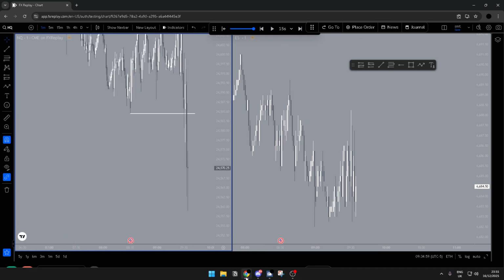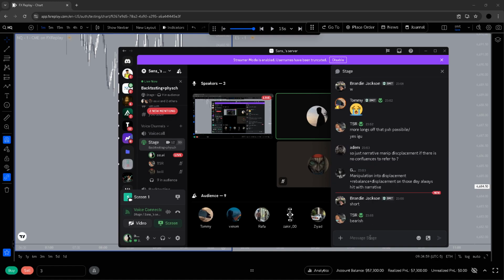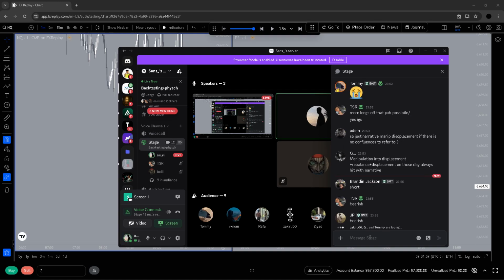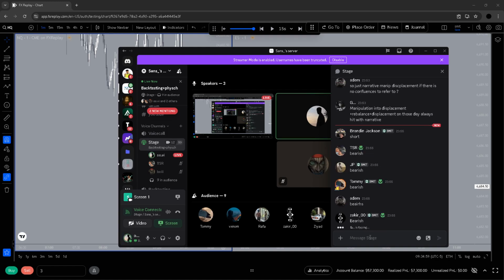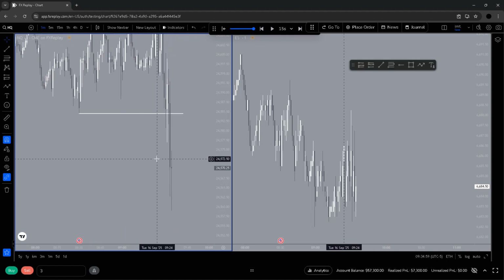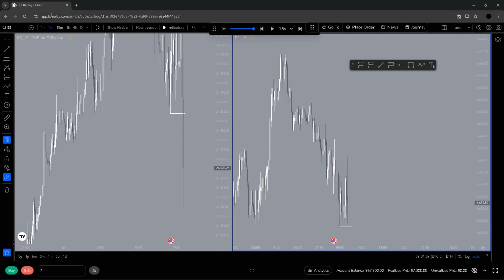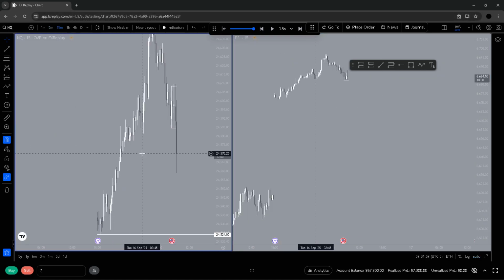So what is my narrative, guys? This is a question for all of you. Bearish, short, bearish, bearish. Yep, correct. So what I'm looking for is a bearish continuation. One concern that I have is a bullish SMT right here. I don't think that'll hold, but it's very possible it could hold.